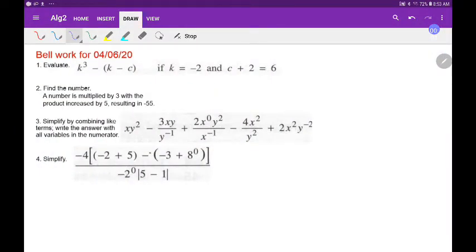The bell work for April 6th. So we're going to evaluate this, which means we're going to plug in values. So we're going to say -2. And I recommend putting that in parentheses because if you don't, you might forget what's going on. When you plug things in, we're implying parentheses.